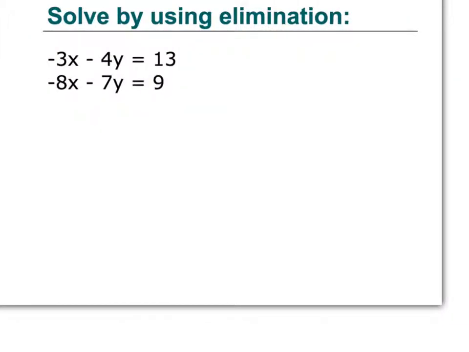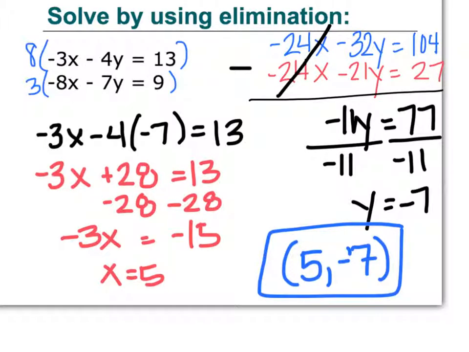This is another one where you're going to have to multiply the top and the bottom equation. Try this one and unpause when you're ready to check it. You could have either done your x's or your y's. I chose to use my x's, and I figured out that my answer was 5, negative 7. If your work doesn't match mine but your ordered pair does, that means that you solved it correctly.